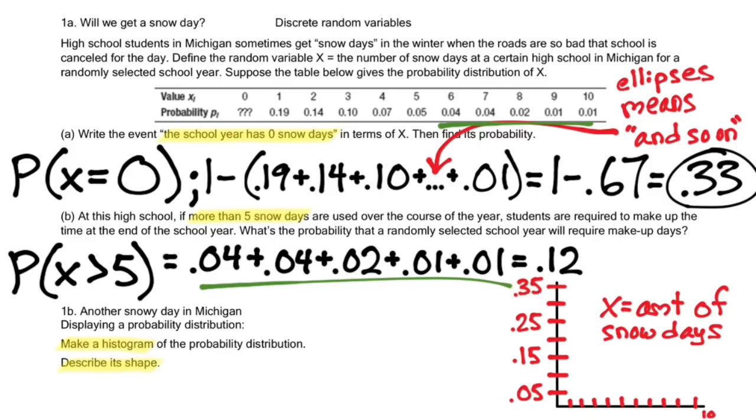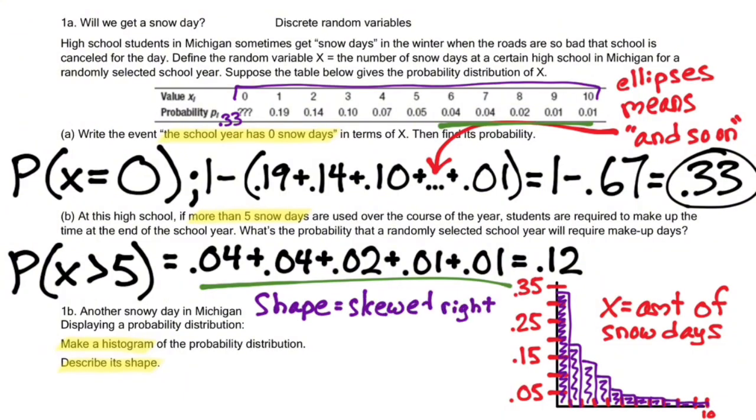And then along the x-axis, we just have 0 all the way to 10 snow days, and then just draw the bars to the corresponding heights, starting with 0 snow days. That would be a height of 0.33, which I have now written down right up there in purple. Take the rest of the probabilities going from left to right and just draw the corresponding bar heights. Like one snow day would be 0.19, so I went up to approximately a height of 0.19.